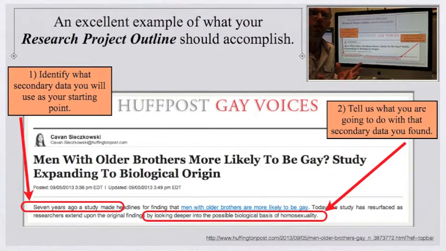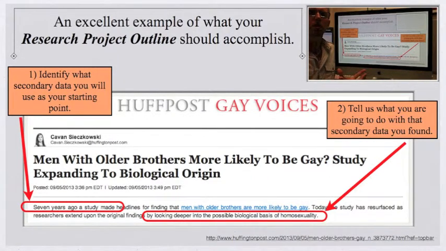So when you see something that catches your attention, a story about research or about somebody's research, I want you to be able to identify in that that there is some secondary data that you can use as your starting point. In this case here, men with older brothers are more likely to be gay. Study expanding to biological origin.